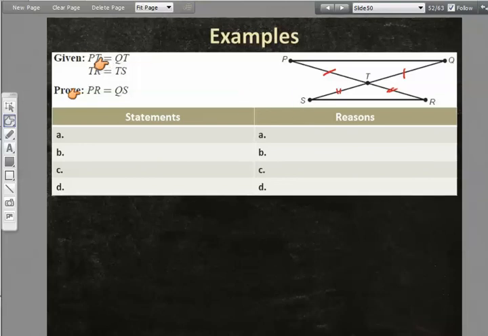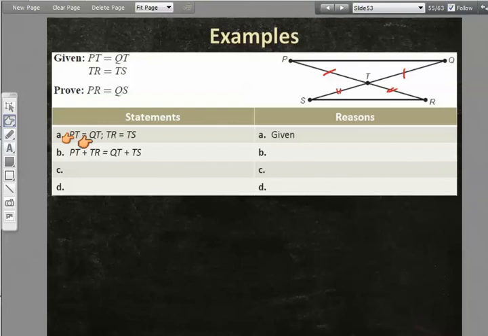Well look, I've already taken this given information and I've marked up the picture. They told me PT is the same size as QT. They told me TR is the same size as TS. Okay? So always your first statement is the given. So you just write given.